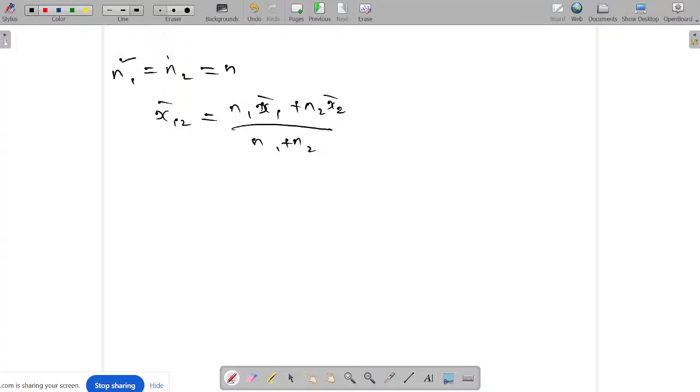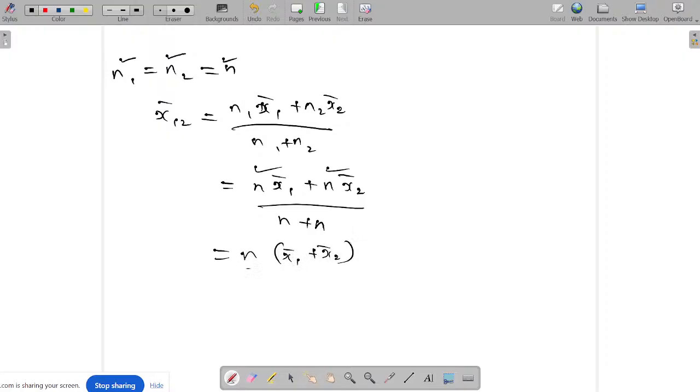Now instead of N1 and N2, I'm going to substitute the same value N. What happens here? Please join. N into X1 bar plus N into X2 bar divided by N plus N. Now take N common over here. So N into X1 bar plus X2 bar divided by 2N. Cancel the N values. So this is X1 bar plus X2 bar divided by 2.